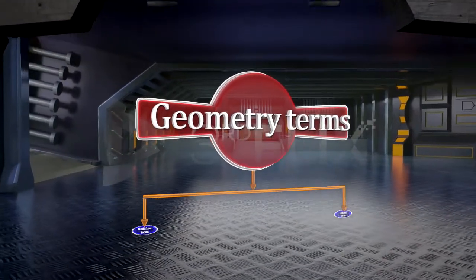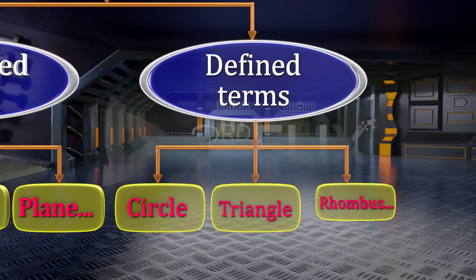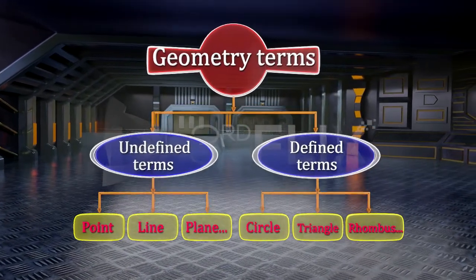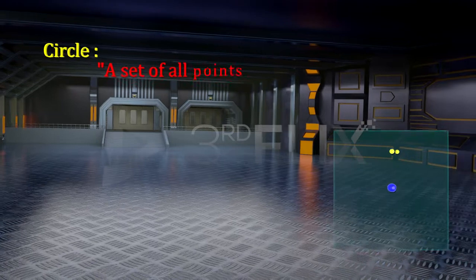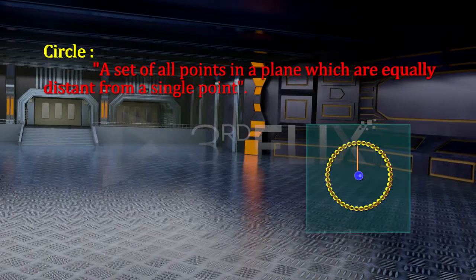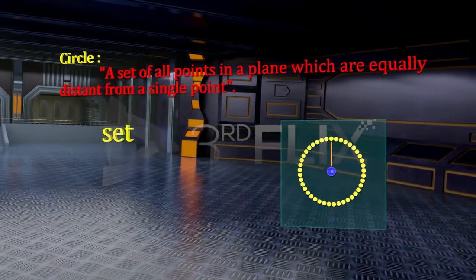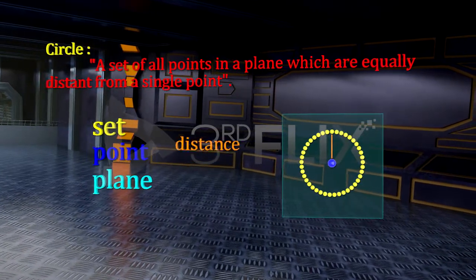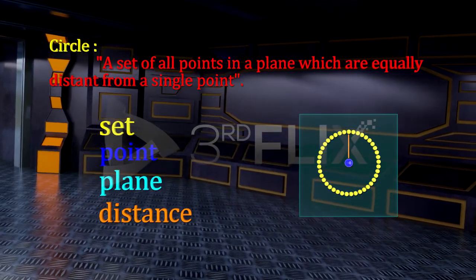In geometry, definitions are formed using known words or terms to describe a new word. An undefined term is simply a term which is left undefined. For instance, if you define a circle as a set of all points in a plane which are equally distant from a single point, then the definition of a circle requires you to know what a set is, what a point is, what a plane is, and what the distance between two points is. The definition of those terms will involve other concepts and so on.